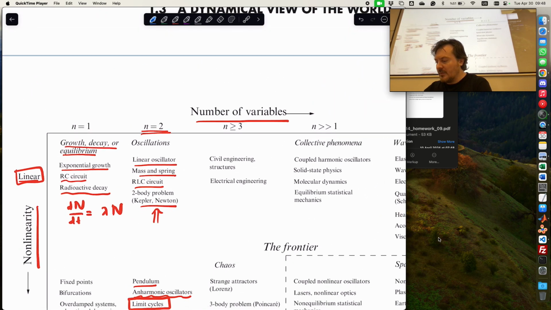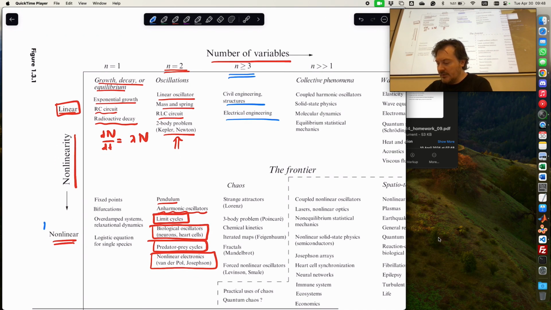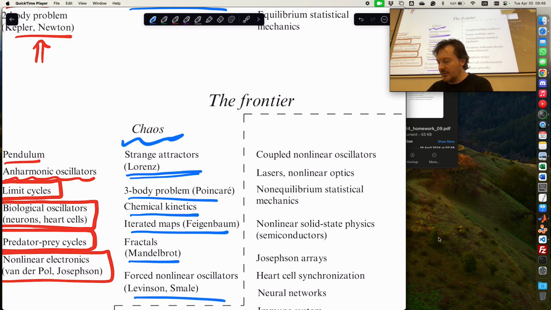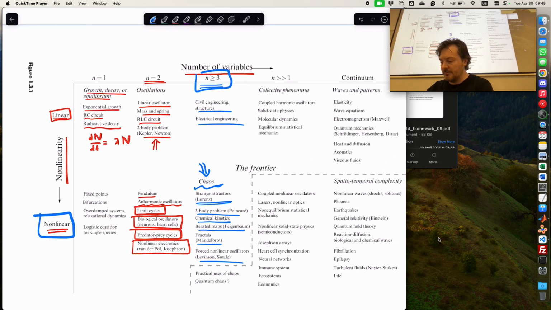But in any case, if you have three or more variables, then you have civil engineering, structures, electrical engineering. But once you hit nonlinear and once you hit n equals 3, you have chaos. You have strange attractors, the Lorenz system, we will talk about it, the 3-body problem, chemical kinetics, iterated maps, fractals, forced nonlinear oscillators, etc. Very interesting stuff. So the next chapter starts here.